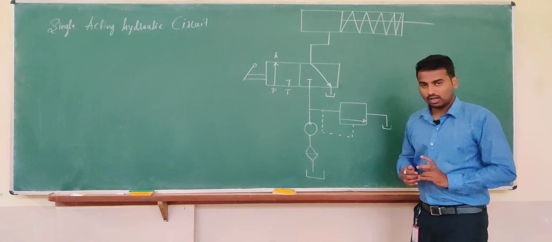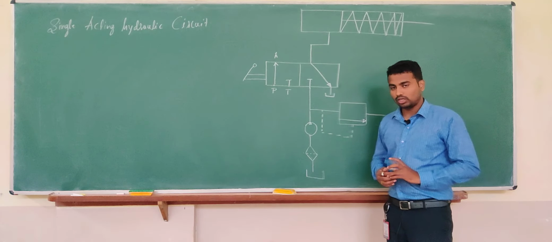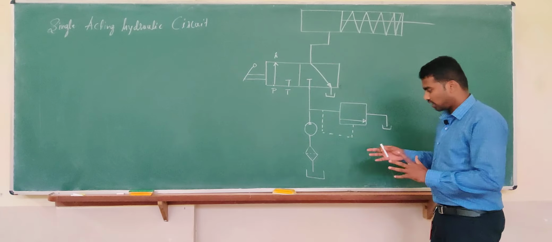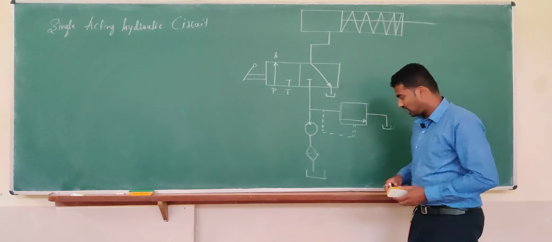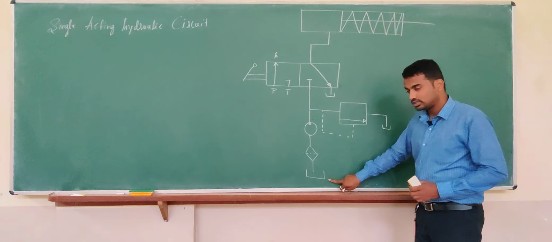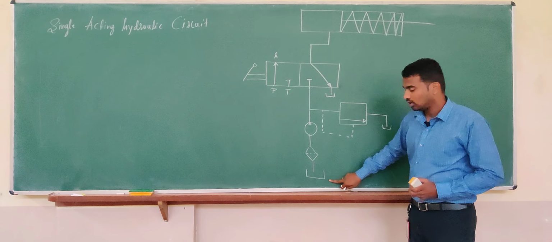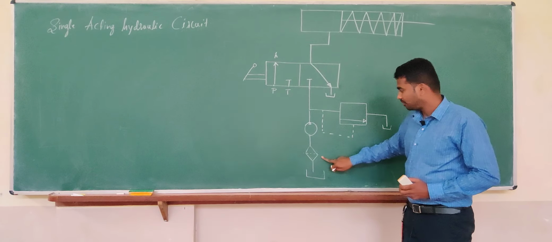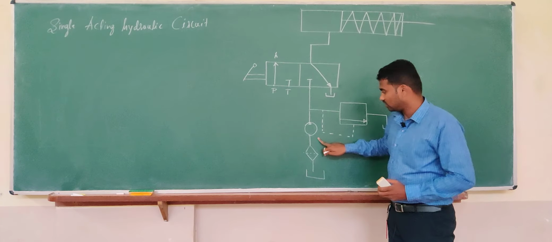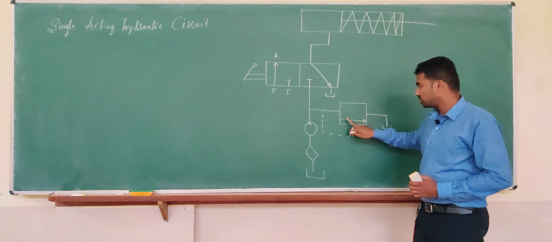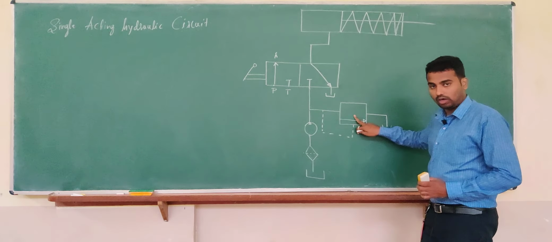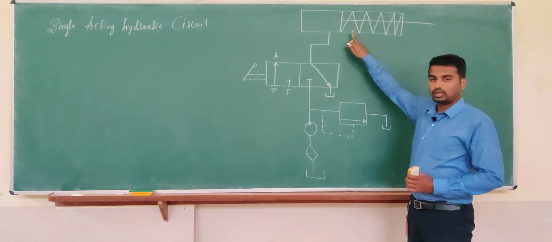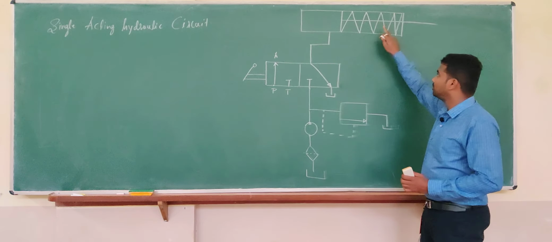So in the single acting hydraulic circuit, first we will discuss the components, then we will discuss their functions, and then we will see how this circuit works. I will start from the bottom. At the last, you can see this is called the reservoir, or roughly the tank, and then we have the filter, and then the heart of the circuit, the pump, and then the pressure relief valve, and a directional control valve, and an actuator like a cylinder fitted with a spring.